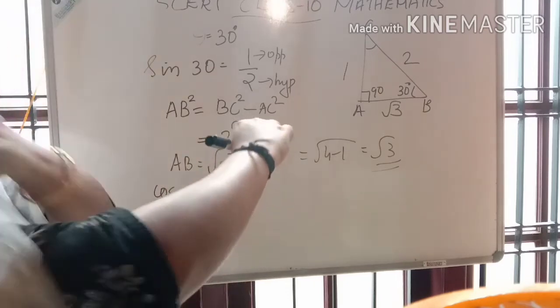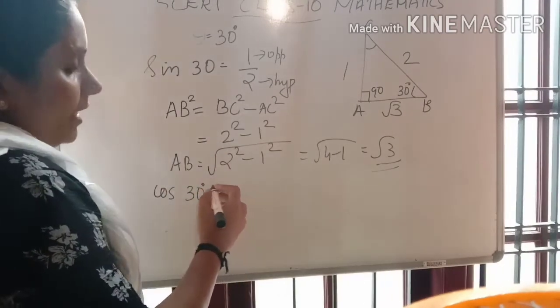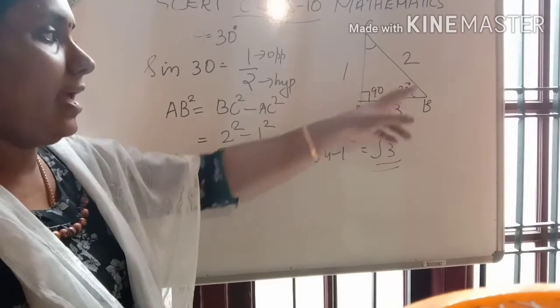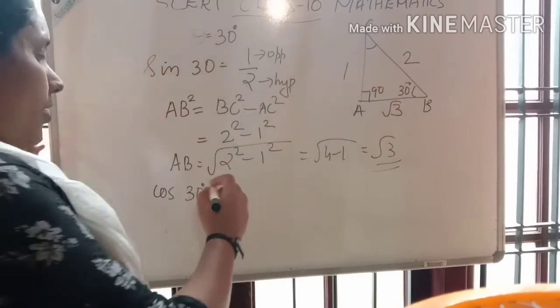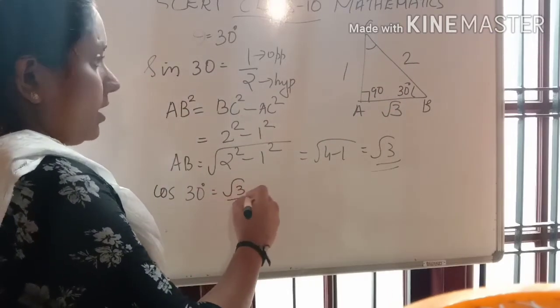Cos 30 degree is equal to adjacent side by hypotenuse. This is the adjacent side of this 30 degree angle and this is the hypotenuse. The adjacent side is root 3 by 2, and 2 is the hypotenuse of it.